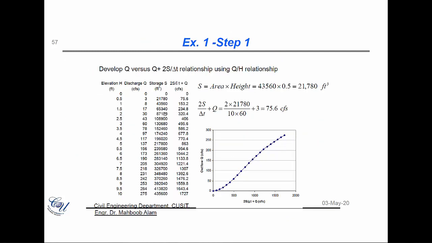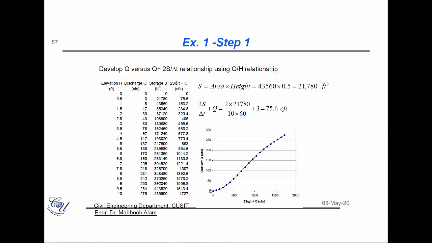Fine. So similarly, we calculate for all the values. For example, I'm looking at this 7. So when the elevation is 7 feet, the discharge is 0.205. This is given to me already. I simply multiply the 43560 multiplied by 7 here. I'll get the value in cubic feet, which would be this one, and then I use this storage in this equation, and I'll get the 2s by delta T plus Q, which would be 122.1.4 cubic feet per second.